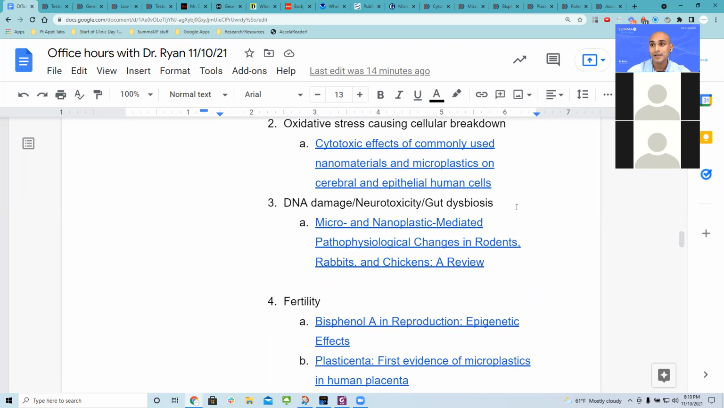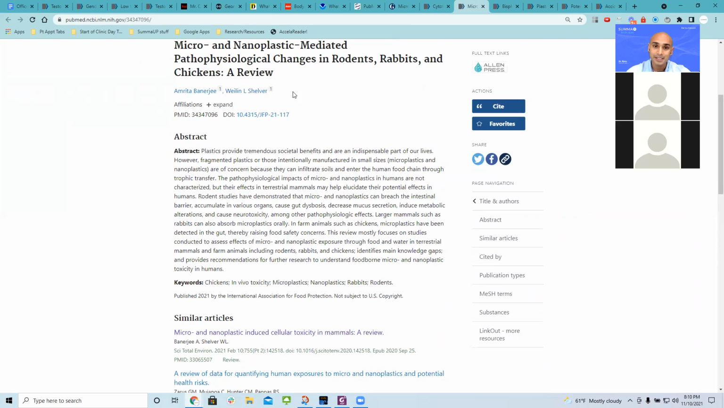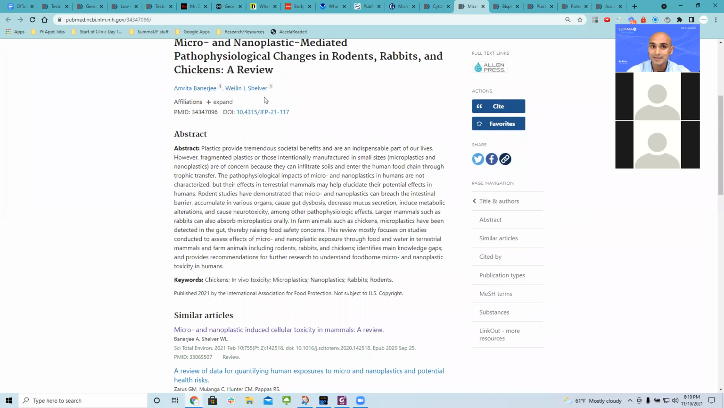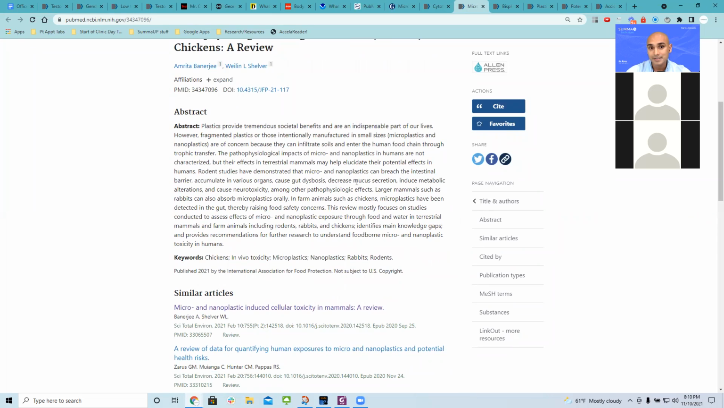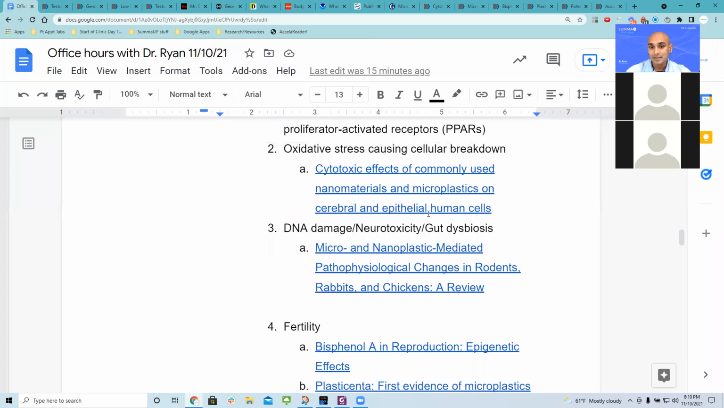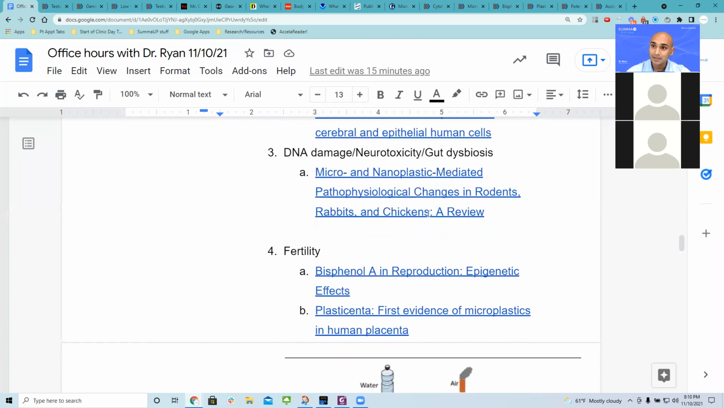So what is gut dysbiosis? That just refers to changing up the bacteria within the gut. And this particular article looked at some of the changes in rodents, rabbits, and chickens that were exposed to microplastics and nanoplastics. They accumulated in certain organs, with gut dysbiosis, decreased mucus secretion, metabolic alterations, neurotoxicity. Okay, so not great things found in animals as well as cell lines, but what about in humans?